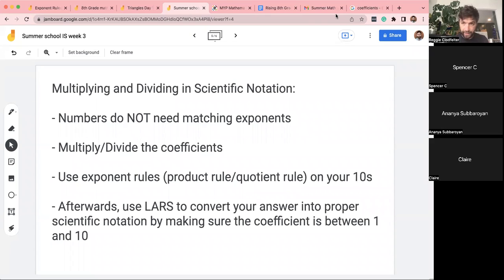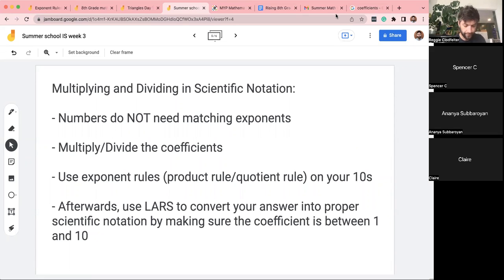Okay, so multiplying and dividing in scientific notation is a little different than adding and subtracting. I think it's actually a little easier. You do not need the numbers to have matching exponents beforehand, so you don't have to use LARS to manipulate the numbers at all beforehand. You just multiply and divide the coefficients, and then you use two of our exponent rules, the product rule and the quotient rule, to multiply or divide the 10 to the exponent.